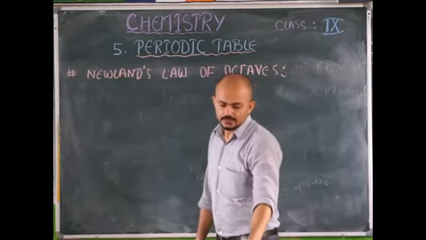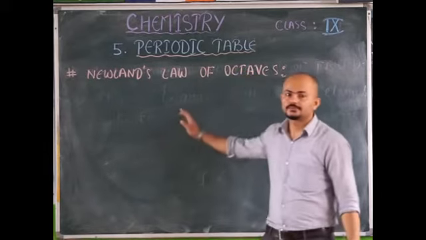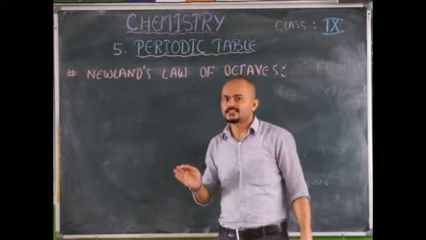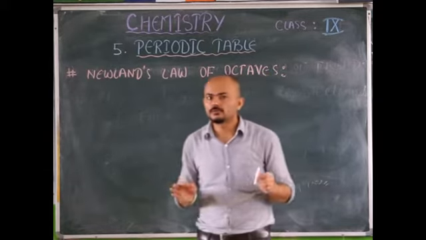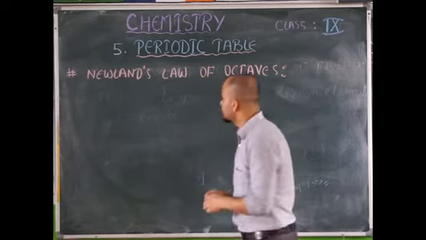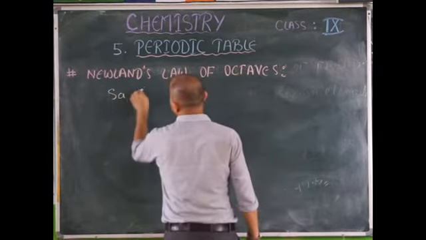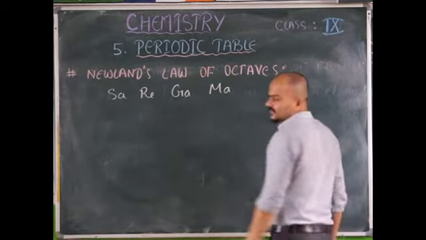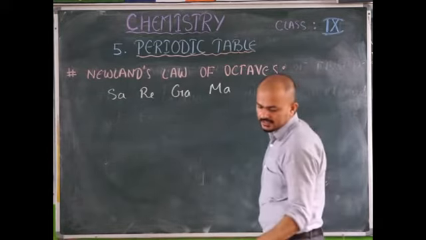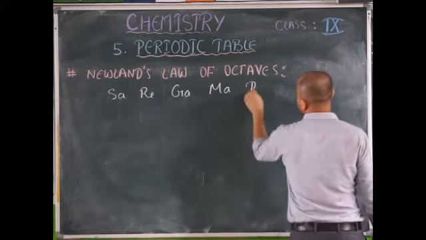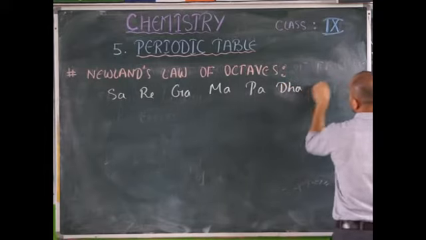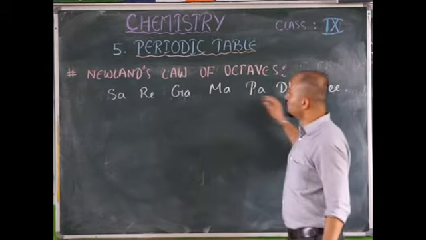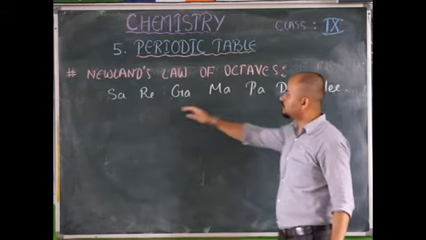Now, according to this law, what we can see is like a musical note. You know about musical notes? It has 7 notes: sa, re, ga, ma, pa, dha, ni. So it has how many notes? 7 musical notes.